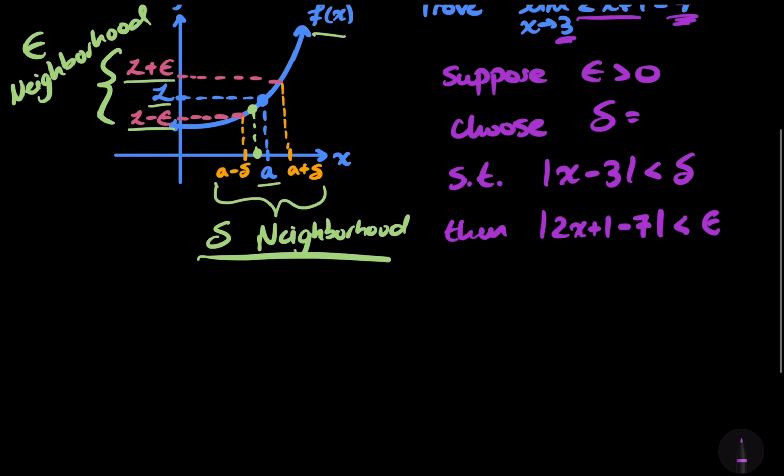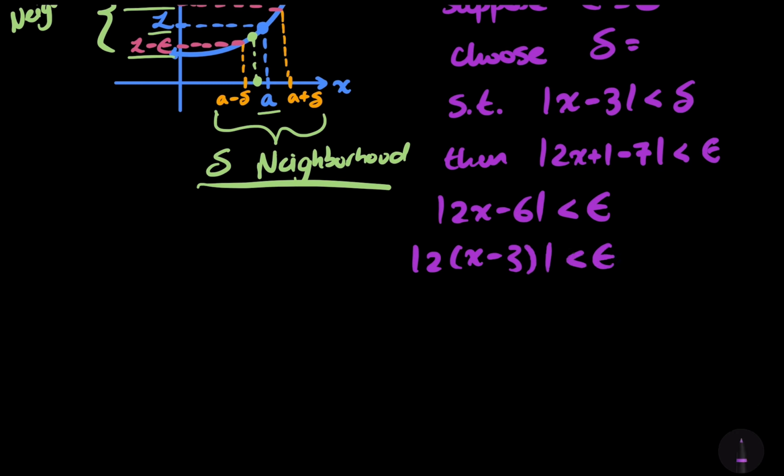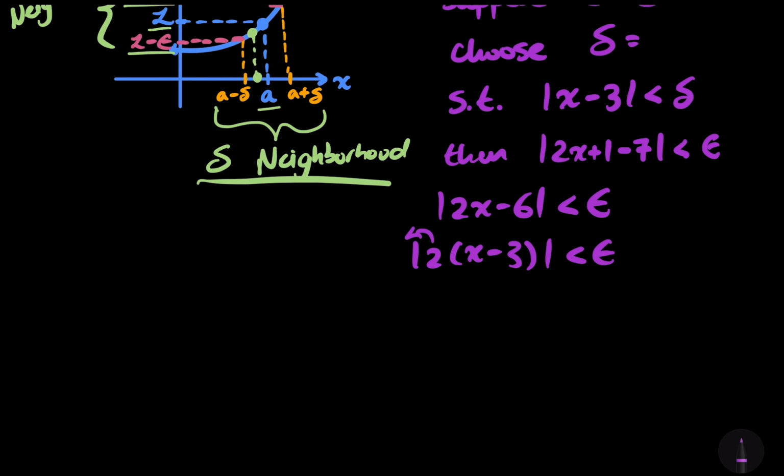Let's see how we can use this inequality or this absolute value to get this one over here. First, let's manipulate this a little bit. 2x plus 1 minus 7, we can write as 2x minus 6, and that is going to be less than epsilon. Then we can factor out a 2, so we'll get the absolute value of 2 times x minus 3 is less than epsilon. Then we can divide everything by 2, like taking the 2 out of the absolute value. And so we'll get the absolute value of x minus 3 has to be less than epsilon over 2.